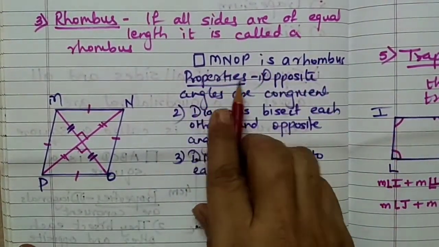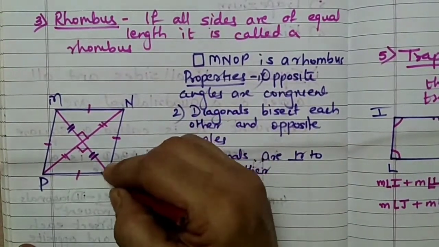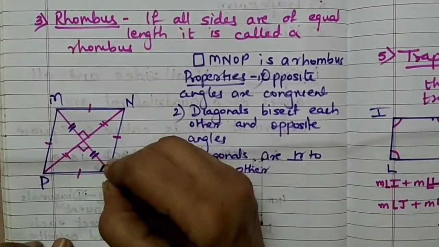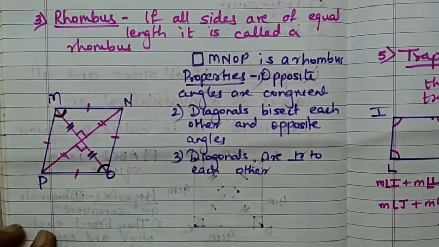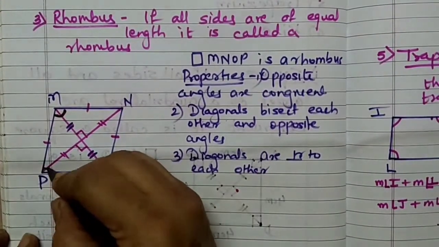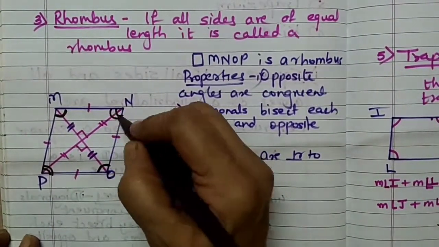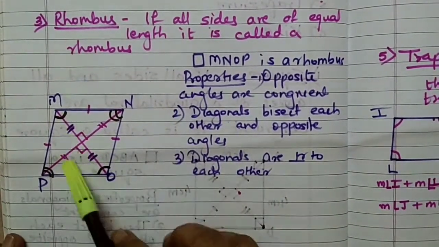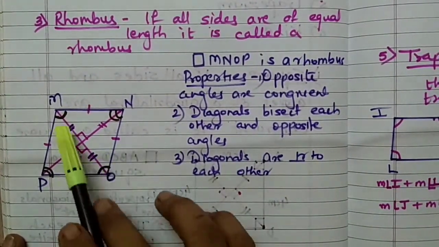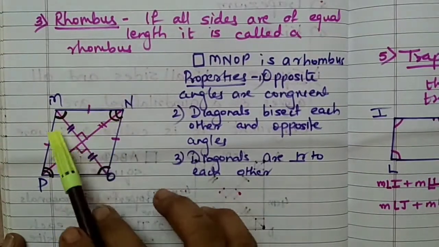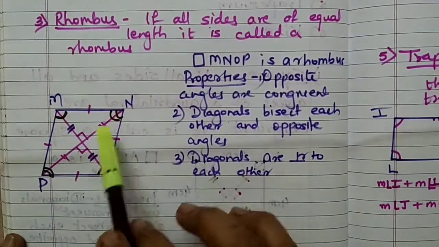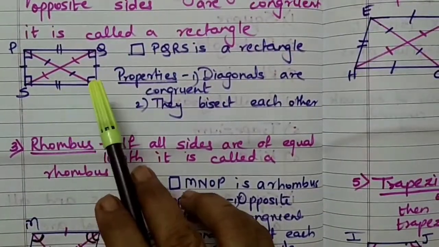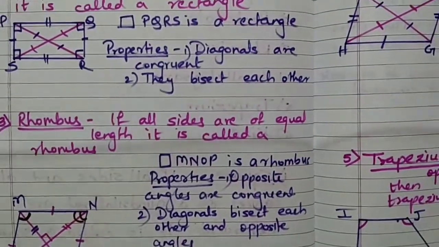Now properties of a rhombus: opposite angles are congruent. Now see here, the opposite angles. Angle O is opposite to angle M, so they are congruent. Same way angle P is congruent to angle N, so the opposite angles are congruent. Diagonals bisect each other and opposite angles also. So like a square, the diagonals here bisect each other and they bisect the opposite angles, and diagonals are perpendicular to each other, in a rhombus as well as a square.